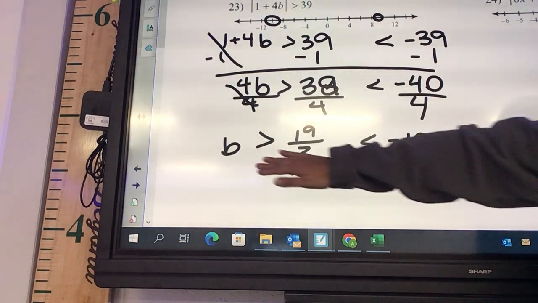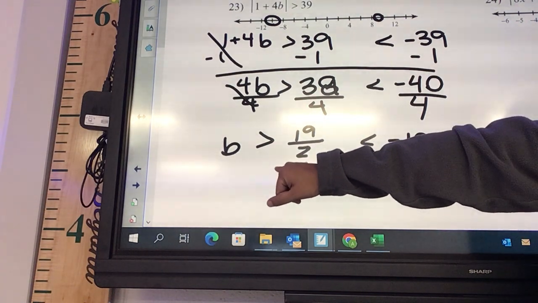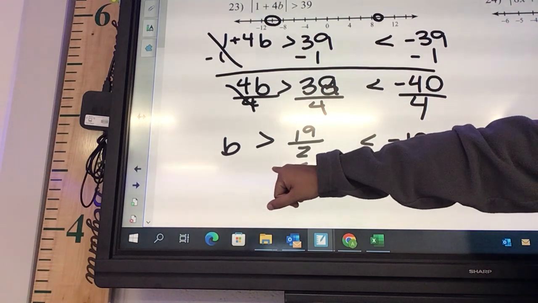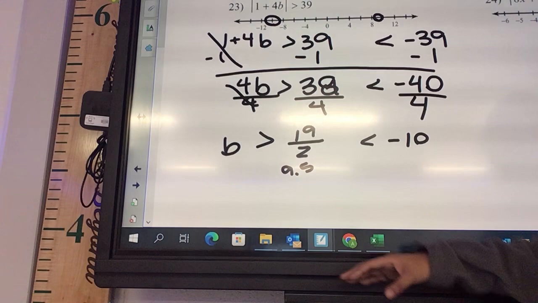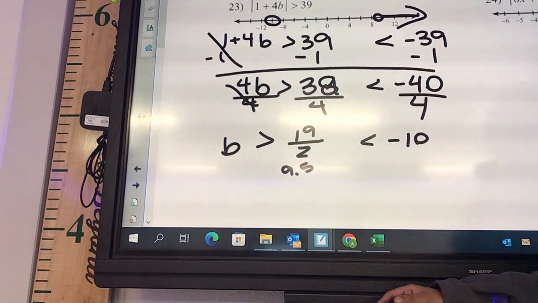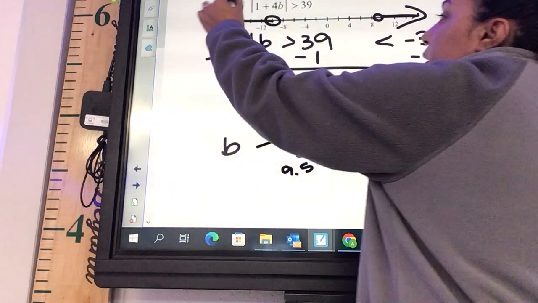Okay, this says B is what for the 9.5? B is greater. Okay, and this one says B is smaller. So it's going to be going this way.